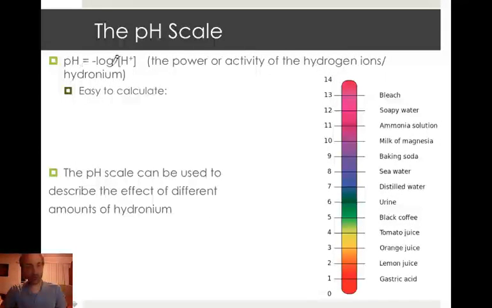Now, the formula looks tricky, right? pH is equal to the negative log of the concentration of hydronium. Notice these brackets here. The brackets are a way of writing concentration. So anytime we want to talk about the concentration of something, instead of writing out the word concentration, we can just put brackets around it. So negative log of the concentration of hydrogen ions. Well, again, that looks tricky, and we know that we're not allowed to use calculators in class. So how are we going to calculate this?